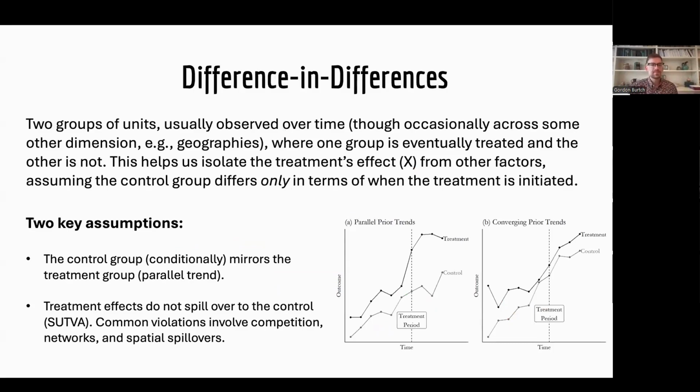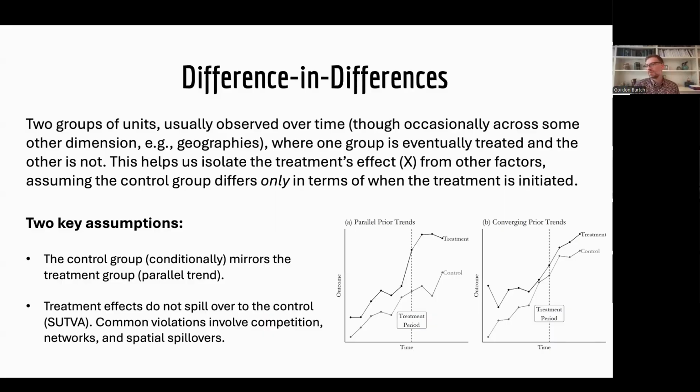Okay. So IV is not that common these days. DID, on the other hand, is everywhere. People, I think, unfortunately, treat it like a panacea to these problems. Part of the reason I think it's very favored these days is that it is also fairly easy to understand what's going on.